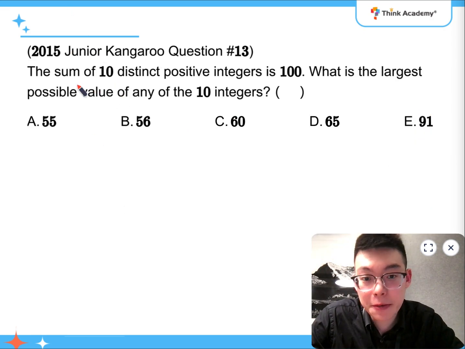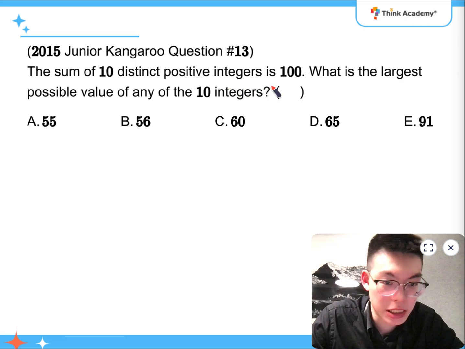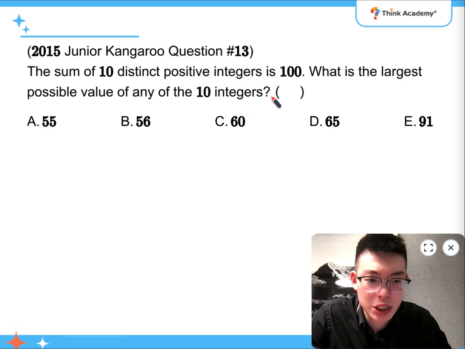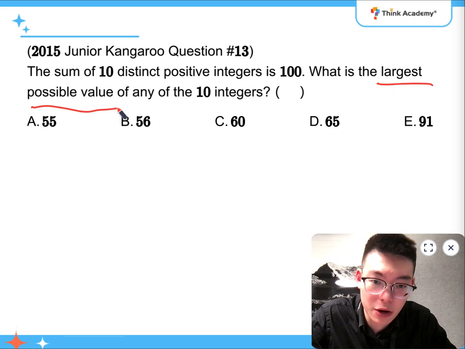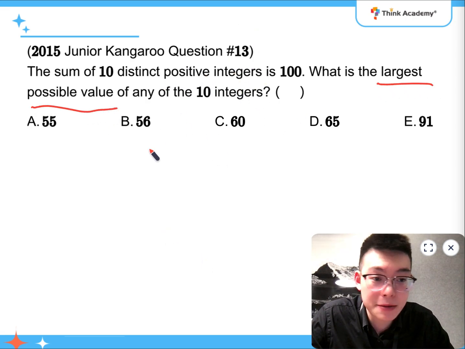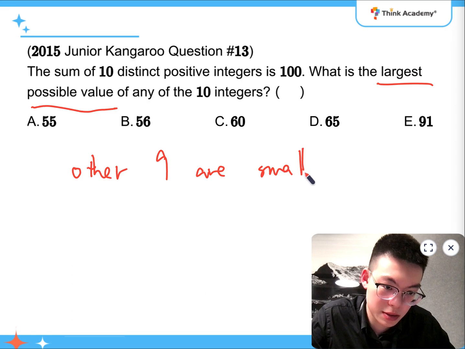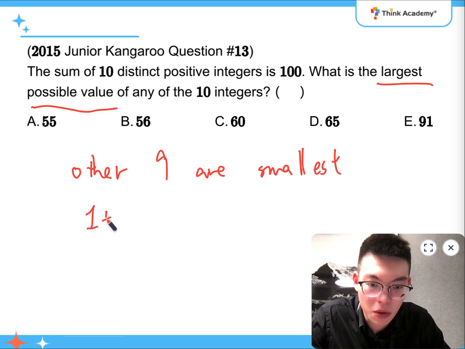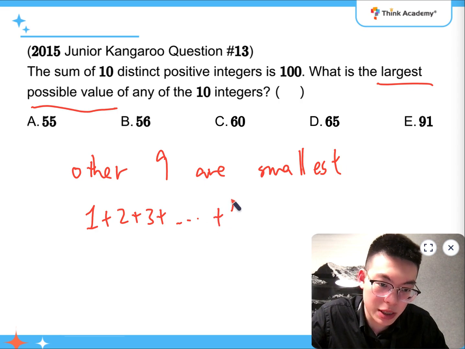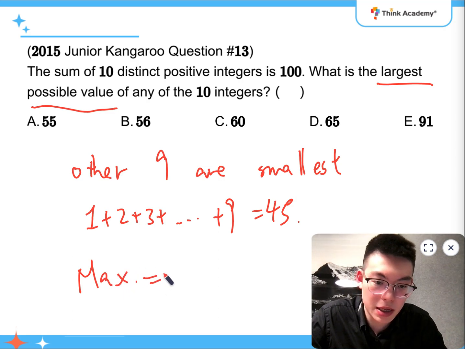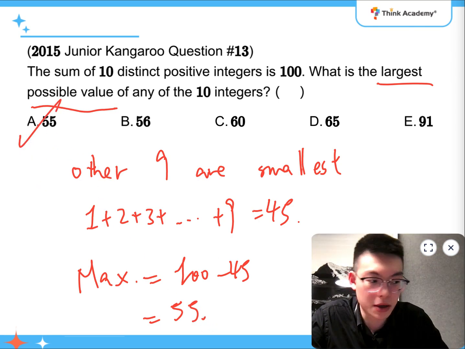And question number 13. The sum of 10 distinct positive integers is 100. What is the largest possible value of any of these 10 integers? Okay, so basically if I want to find the largest possible value of one of them, it means that the other 9 are the smallest, which are going to be 1, 2, 3, all the way to 9. And that's 45. So the maximum is 100 take away 45. That is going to be 55. Alright, so the answer is A.